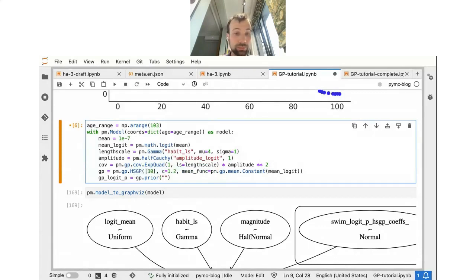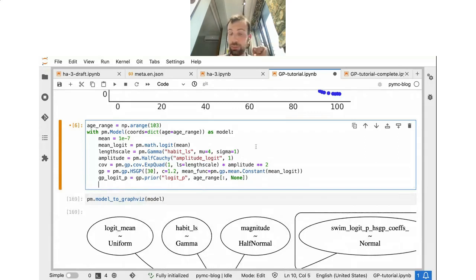So we call our new random variable logit p. And we need some inputs. And our inputs are the whole range of ages. And we make it a column. Right.